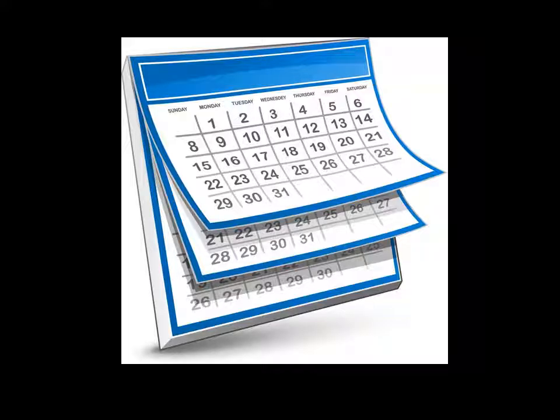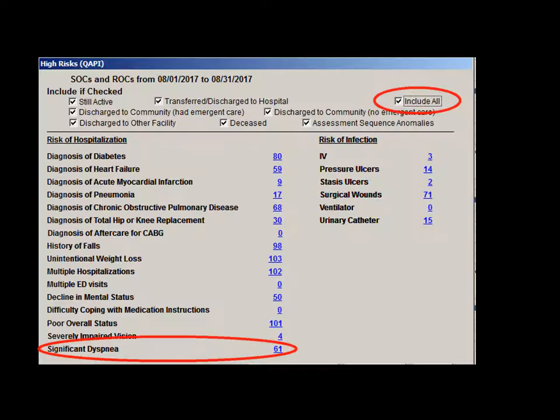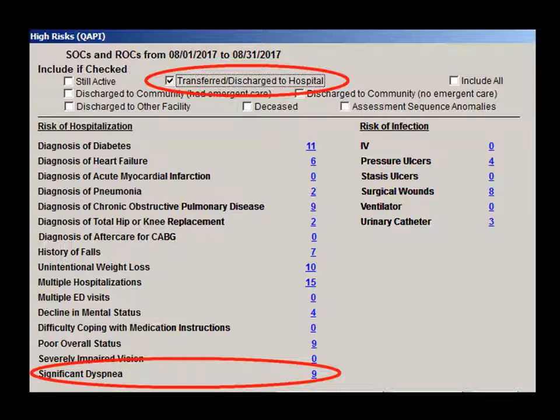Once the teaching and practice modifications have been implemented and some time has lapsed, it's time to remeasure. If we fast forward to a dashboard for August and repeat our steps in the high-risk report, we can see we had 61 patients at high risk for hospitalization due to shortness of breath. And of that population, only 9 were hospitalized. The data shows that we are definitely moving in the right direction and our practice changes are effective. Remember, we are never done. We must continue to monitor and measure our progress.